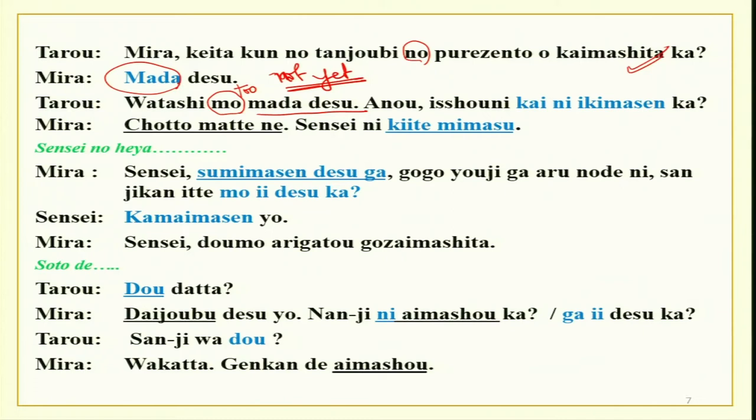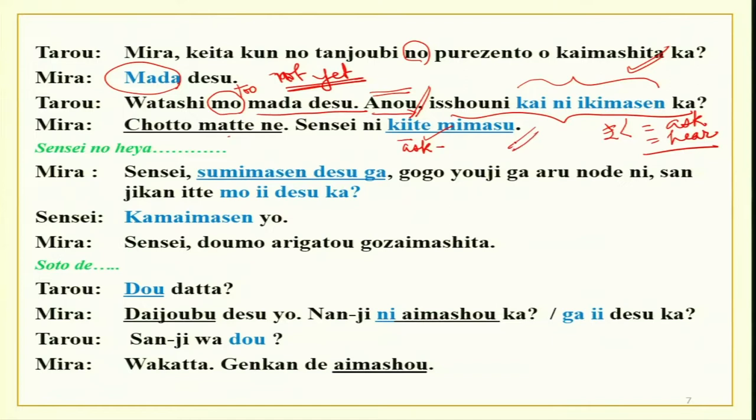So now he wants to ask for a favor. He's a little hesitant, so he's taking time to say all of this. And this automatically shows the listener that you want to ask something or you want to say something and you are a little hesitant about it. Issho ni kai ni ikimasen ka? So let's go to buy it together. Chotto matte ne. Sensei ni kiite mimasu. Just wait for a minute. Let me ask sensei. So I told you earlier also, kiku is for ask and for hear, both. So depending on the situation, the meaning will change.